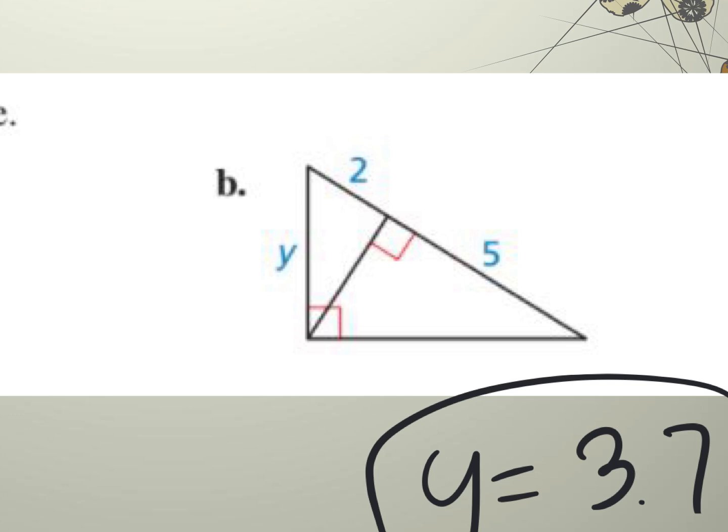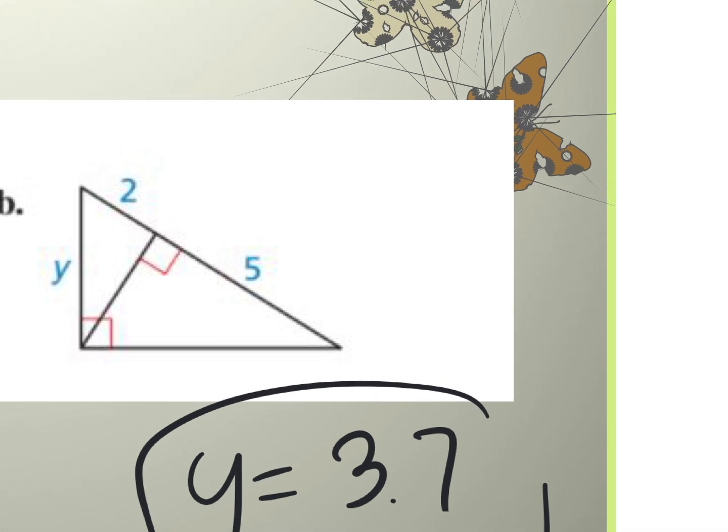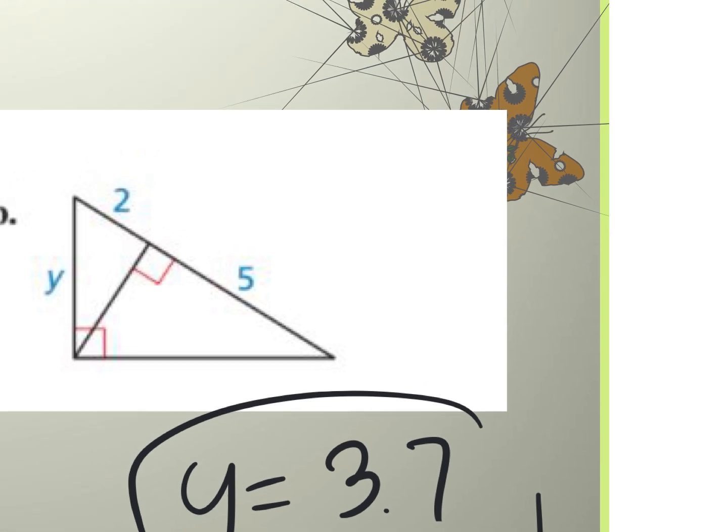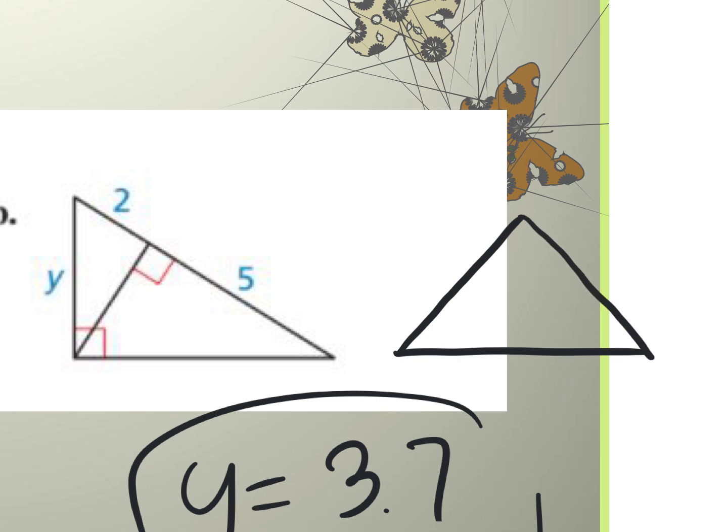Guys, B is one of the ones where it's not facing the same way. Do you see that? The full hypotenuse is over here. So if it's confusing you, I recommend you just redraw it. My 90 is over here, my altitude's right here. I have a 2 over here, a 5 over here, and a y. I just turned it. So the hypotenuse of the whole triangle, the big triangle, is on the bottom.